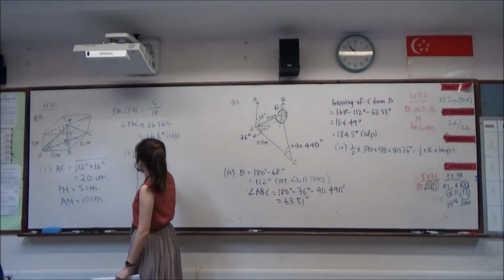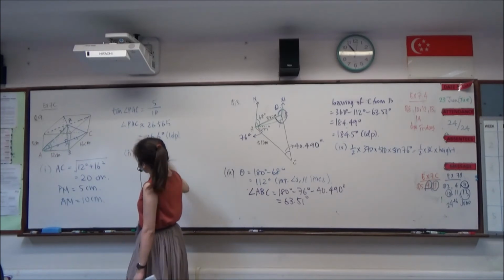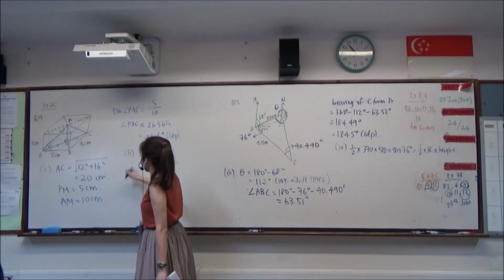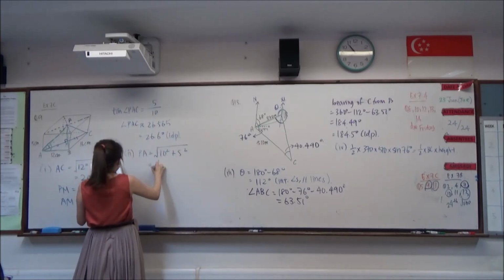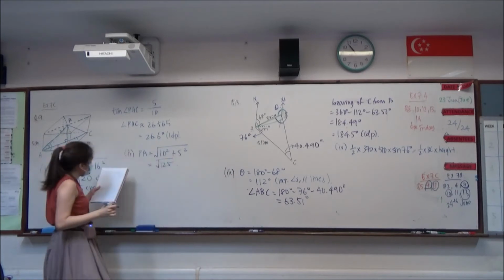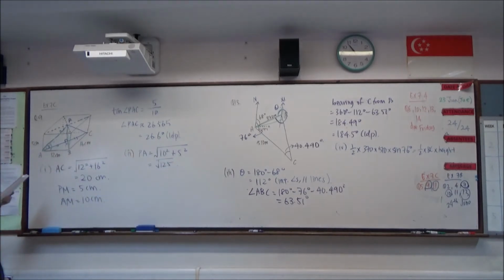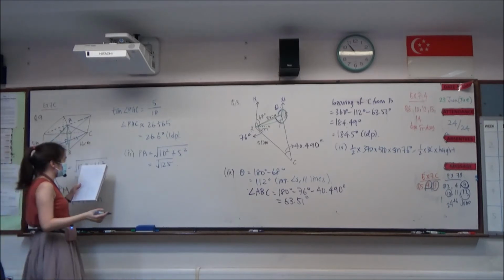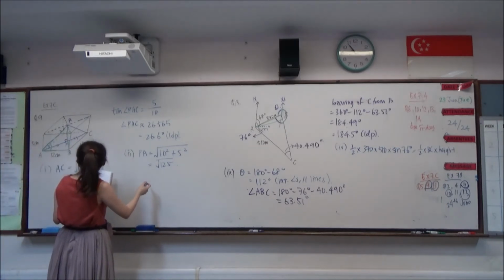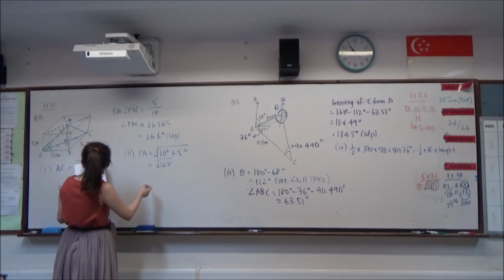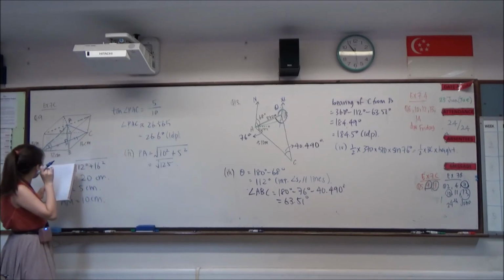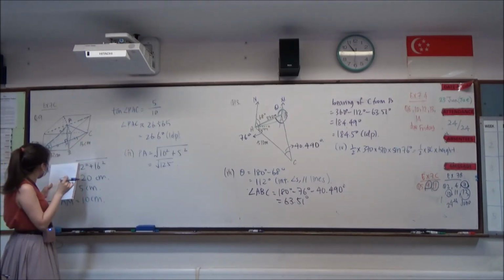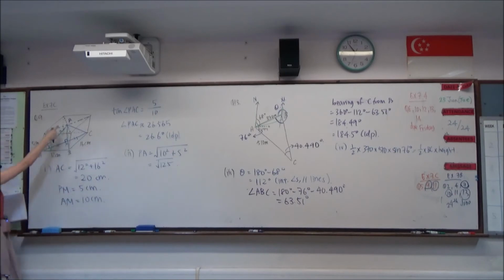So what I will do is PA equals the square root of 10 squared plus 5 squared, and we have square root 125. You may leave it in exact form if you want to, or truncated to 5 SF, up to you. Both accuracies are fine. Then we need to realize that PB is of the same length as AP.